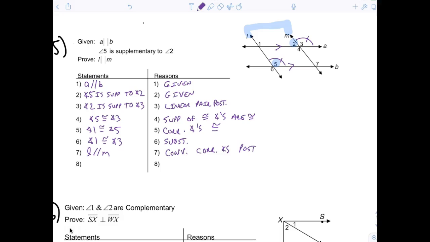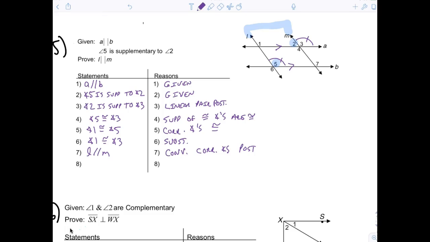Yes, sir. I think this is a lot shorter than how long is correct. All right, I will tell you. My first one was the given, and A is parallel to B, and angle 5 supplementary to 2. And then for number 2, I said angle 5 is congruent to angle 3 because of the linear pair postulate. What you're talking about? 5 and 3? Yeah, angle 5 is congruent to angle 3, because supplements of congruent angles are congruent.